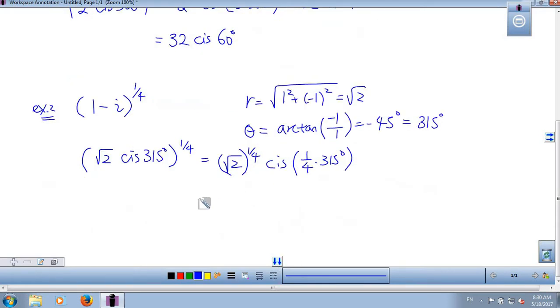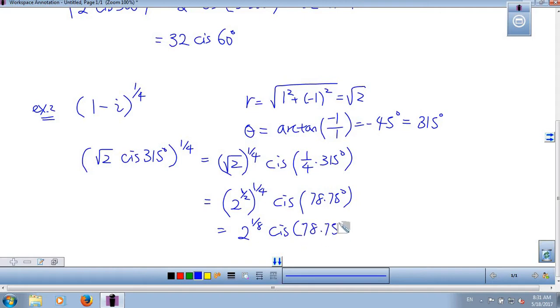Alright, let's go ahead and clarify it. Now, the square root of 2 means 2 to the 1/2 power. So 2 to the 1/2 to the 1/4 power, we can combine that a little bit later, since we can raise a power to another power. Now, 315 divided by 4 should be equal to 78.75 degrees. So this will be 2 to the 1/8 power, CIS 78.75 degrees. Okay, so that can be an acceptable answer.